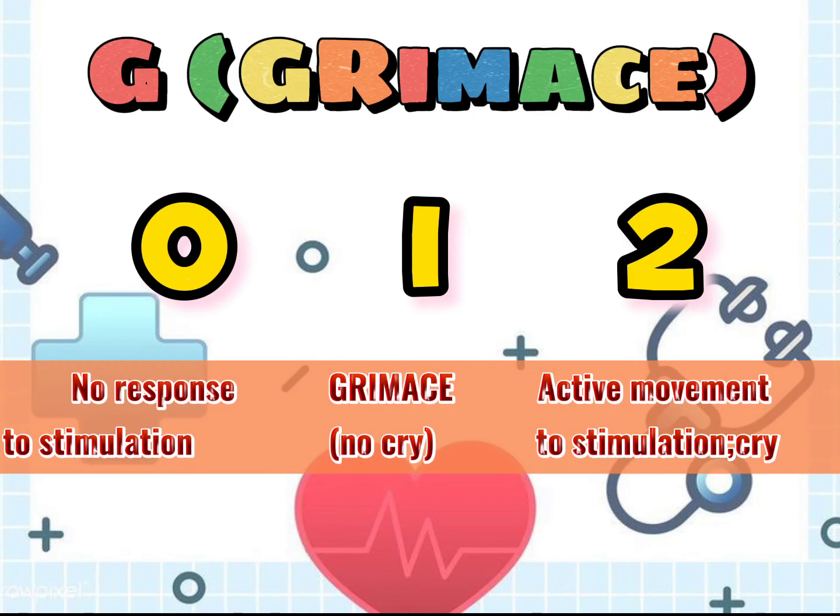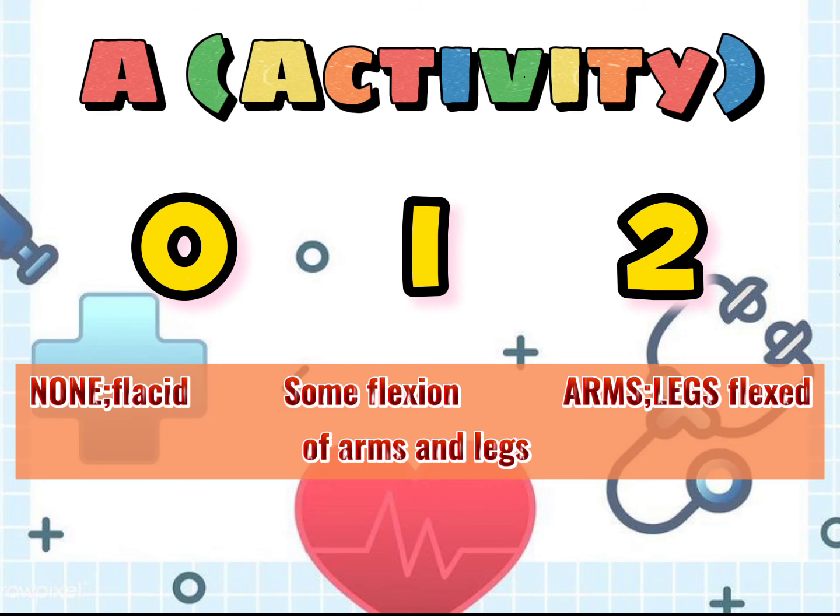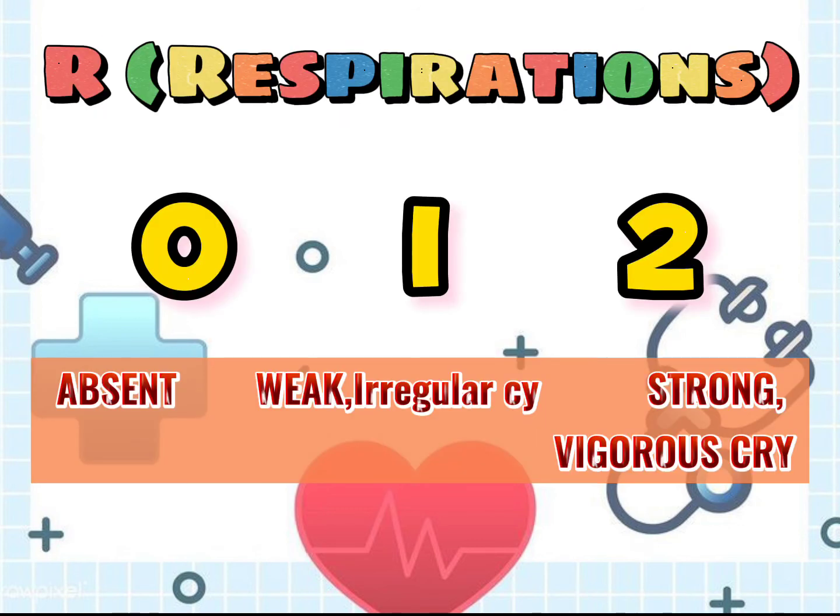In grimace, if there is no response to stimulation, 0; grimace or weak cry, 1; and active movement or crying in response to stimulation is 2. In activity, if there is flexion of legs and arms, 2. If just some flexion of arms and legs is observed, 1, and if none, 0. Lastly, for respirations, if there is no respiratory effort, 0. A weak irregular cry scores 1, and a strong vigorous cry scores 2.